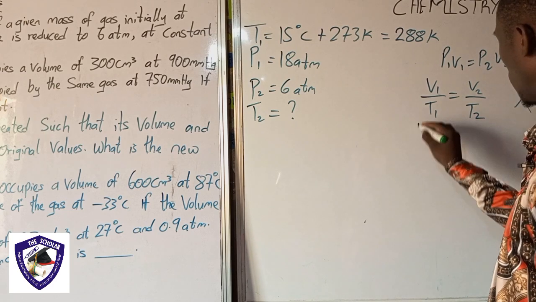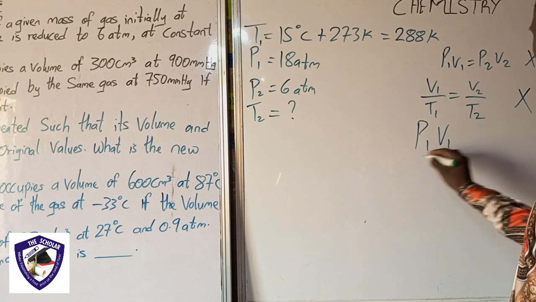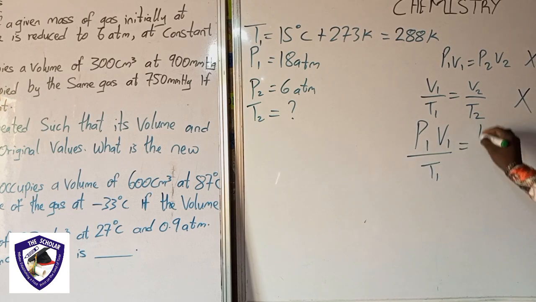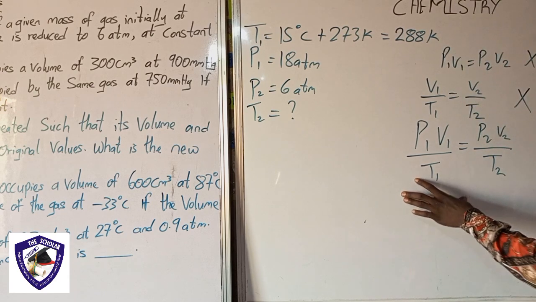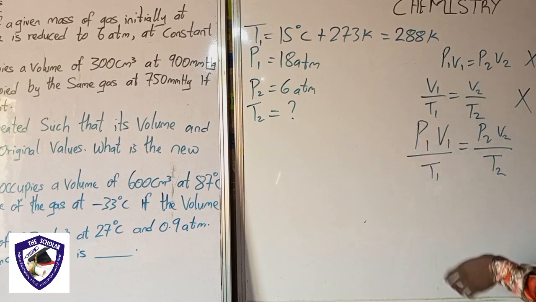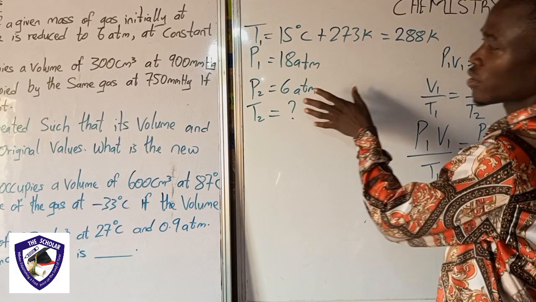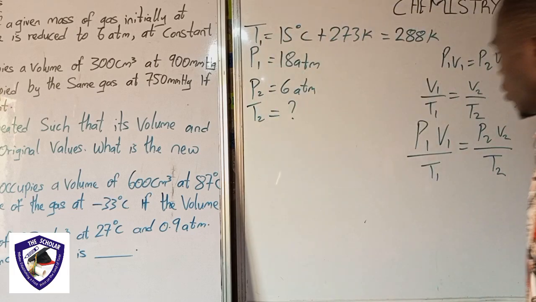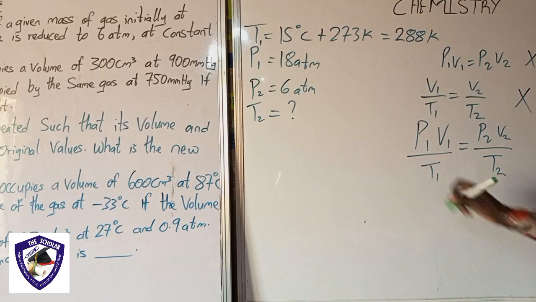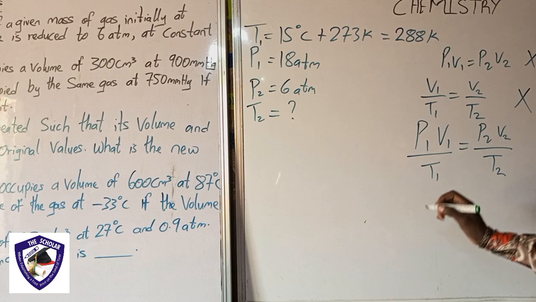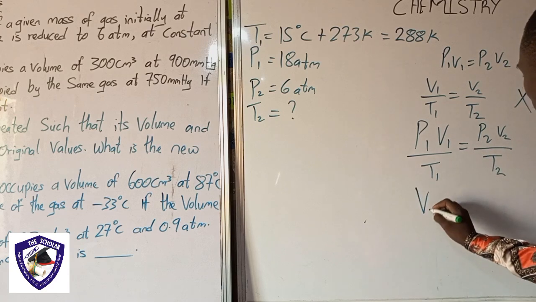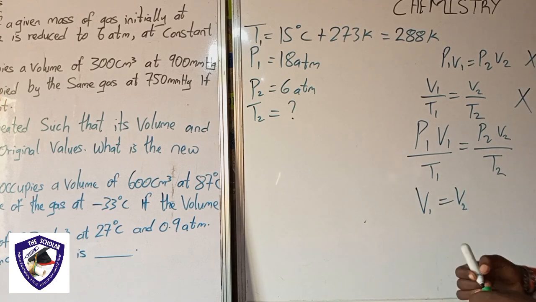Now the general gas equation: P1 V1 over T1 equals P2 V2 over T2. For this equation, we have pressure, volume and temperature. From the question we have pressure and temperature, which means we can use this formula because it has pressure and temperature. But the problem says at constant volume, which means our V1 is equal to our V2.